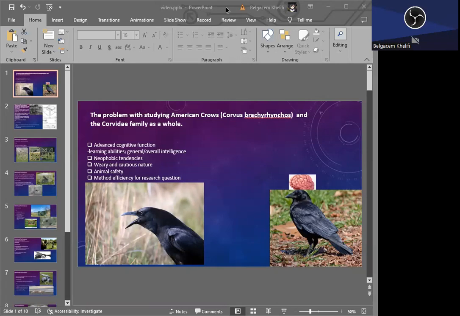So firstly, the problem with studying American crows in the Corvidae family as a whole lies within their advanced cognitive function. This allows them to have increased learning capabilities and they have a very high general intelligence. Crows are also very neophobic. They don't like new foods and they have an overall wary and cautious nature. As with all animal capture studies, we have to ensure animal safety is key and also that the method efficiency is good for our research question.